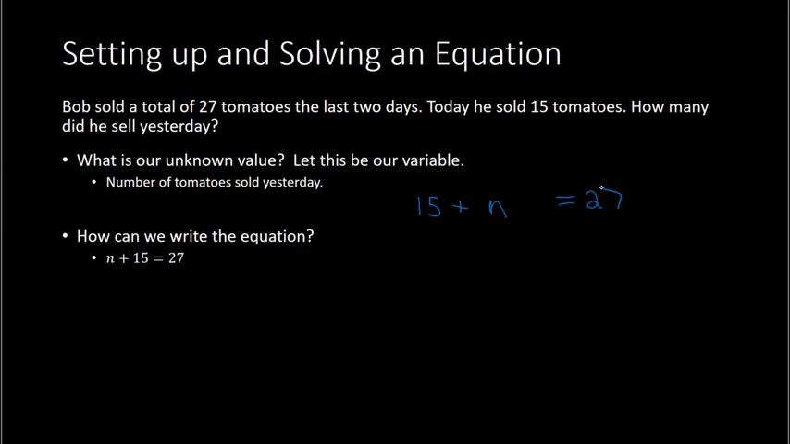So now that we have the equation, we can solve. So what plus 15 is 27? Well, it's going to be 12, because 12 plus 15 is 27. And we can solve that by subtracting 15 from both sides to get the plus 15 to cancel, which would give me n equals 12.